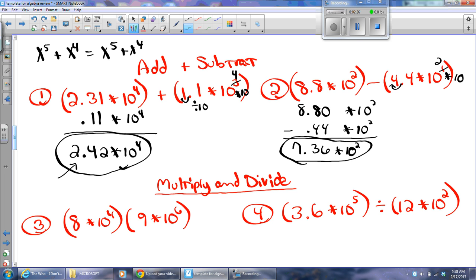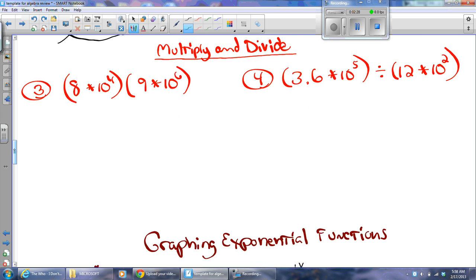Okay. All right. Now, multiplying and dividing scientific notation is actually easier. I'm going to multiply 8 times 9, get 72. 10 to the fourth times 10 to the sixth is 10 to the 10th. The only problem is my answer is not in scientific notation. The decimal point is here, but I need it there.